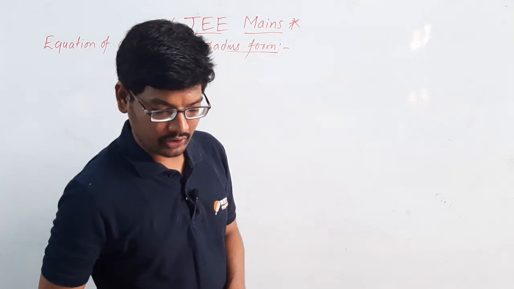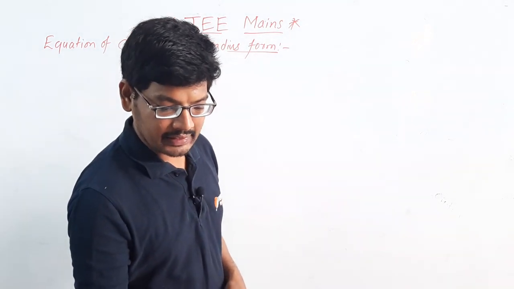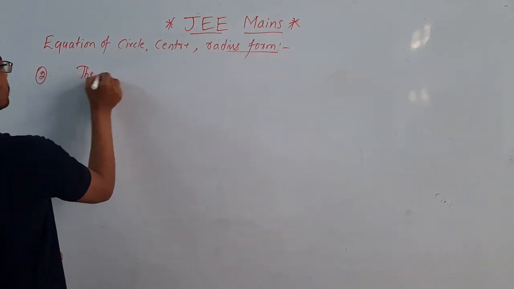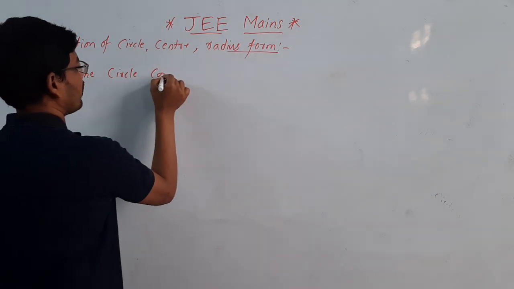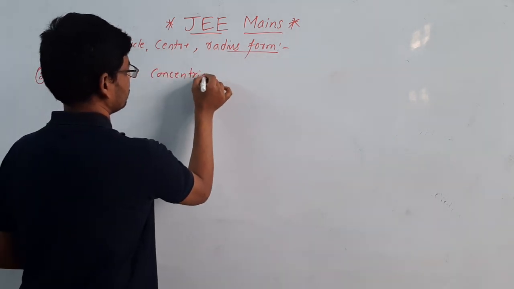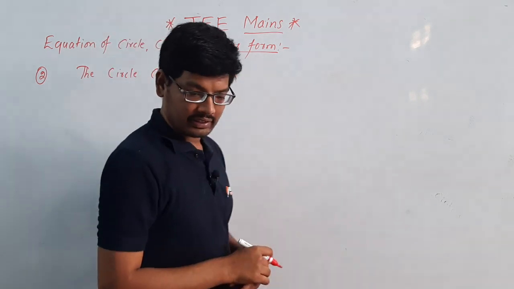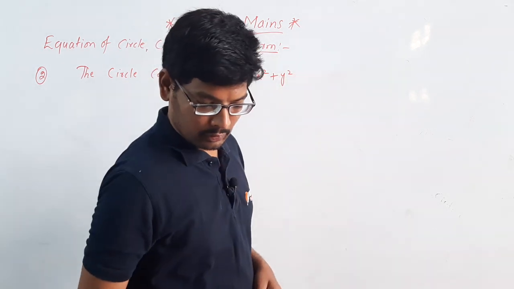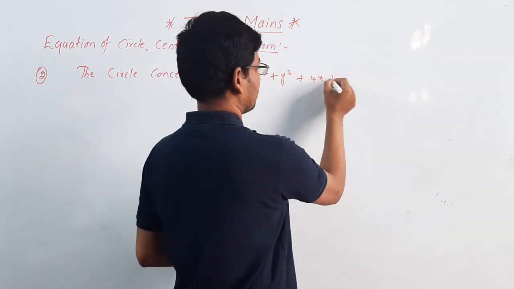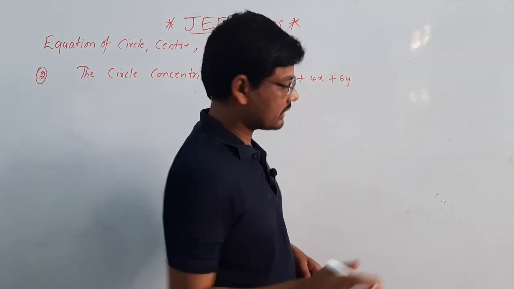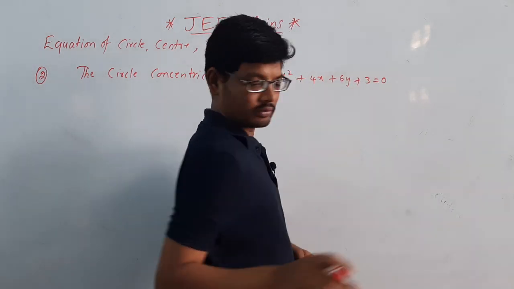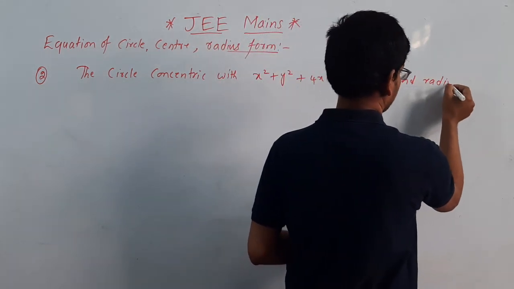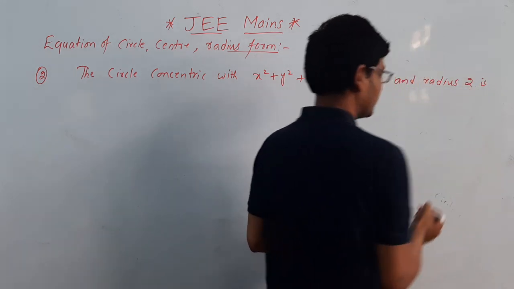The second question: the circle concentric with x square plus y square plus 4x plus 6y plus 3 is equal to 0, and radius is given in this question.